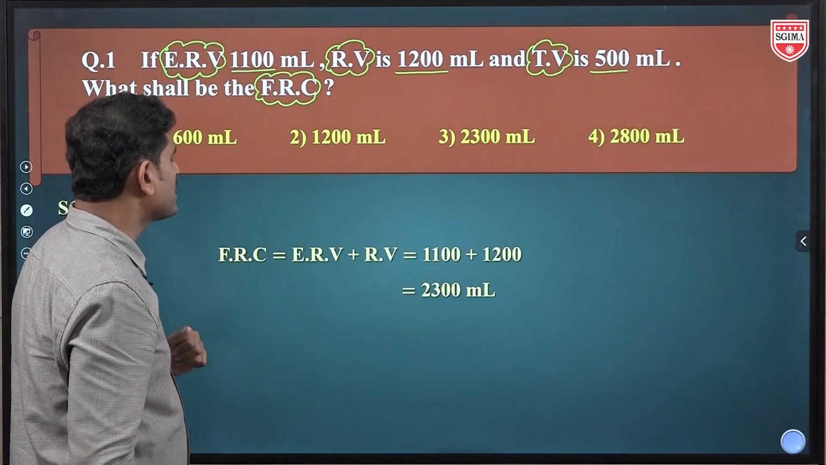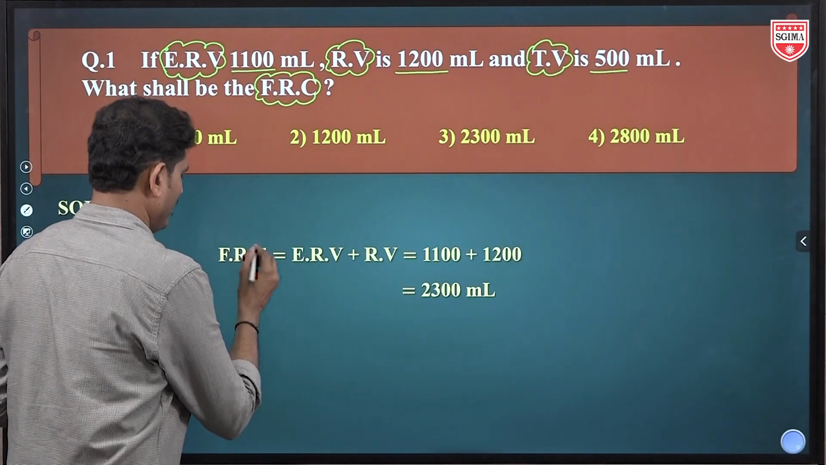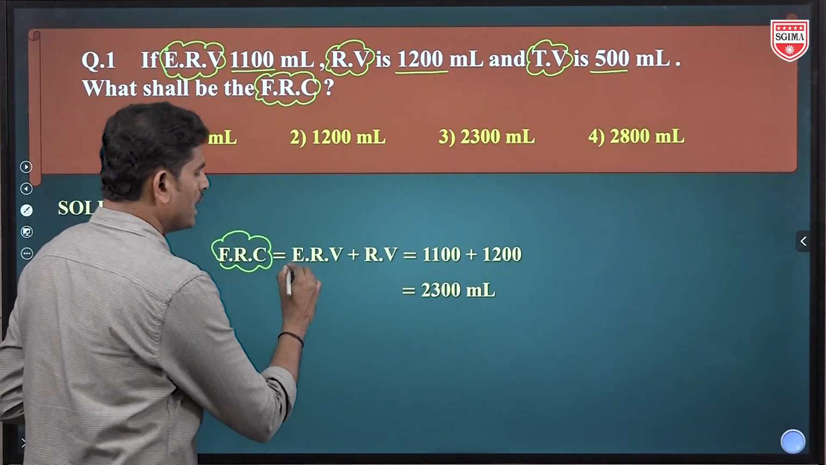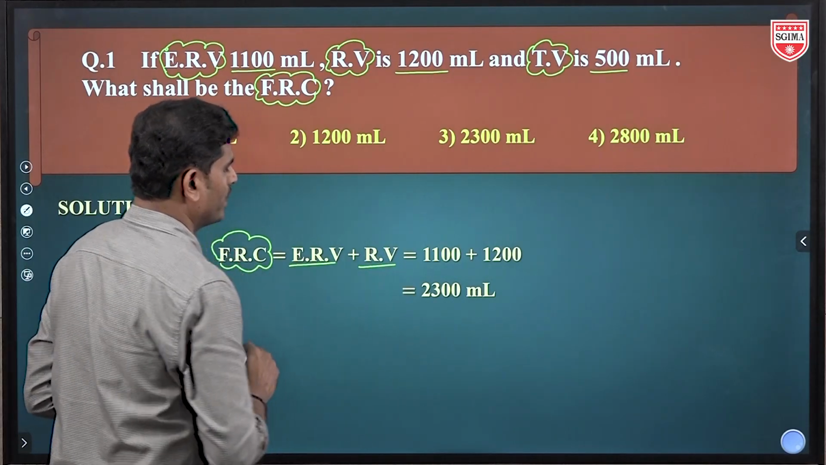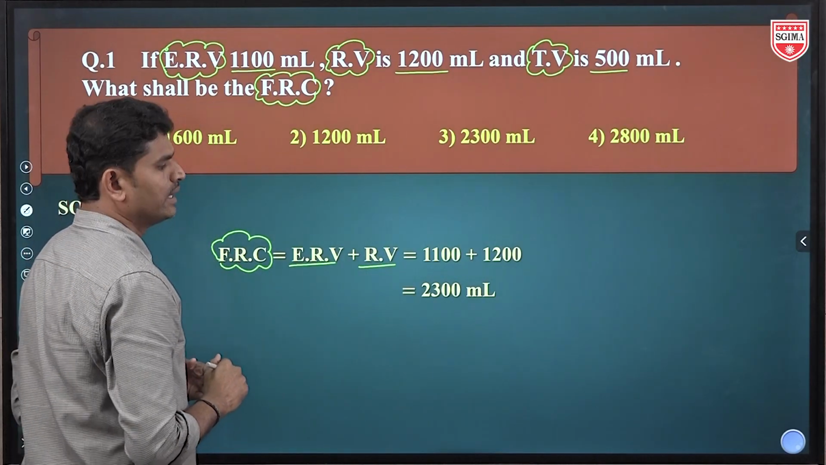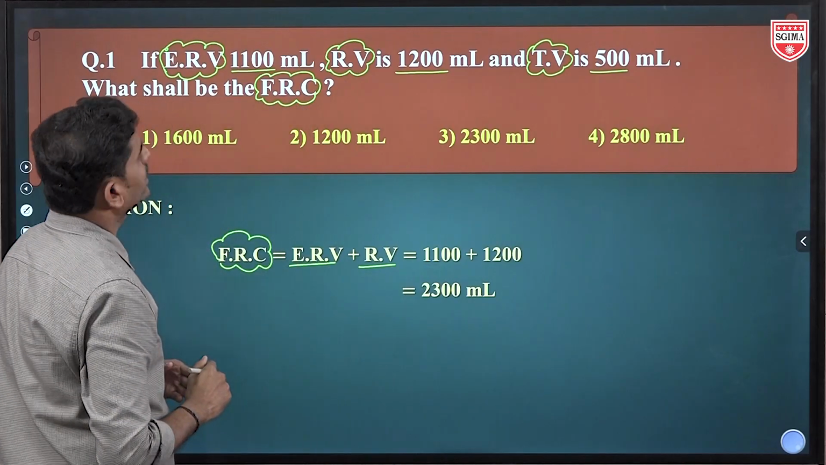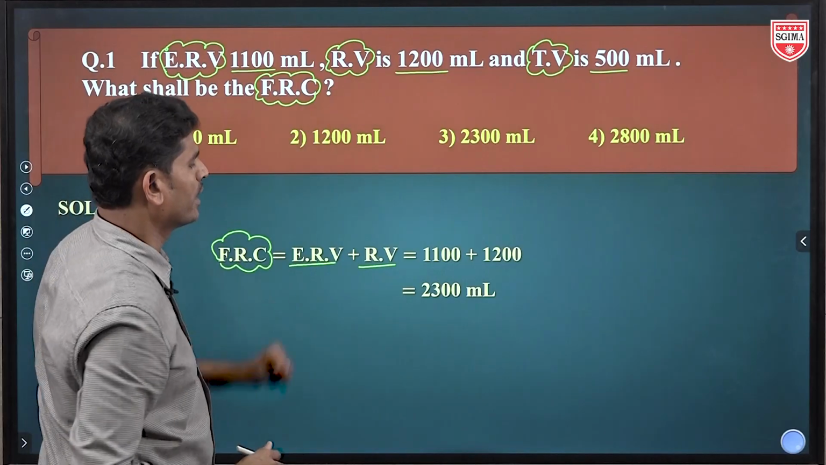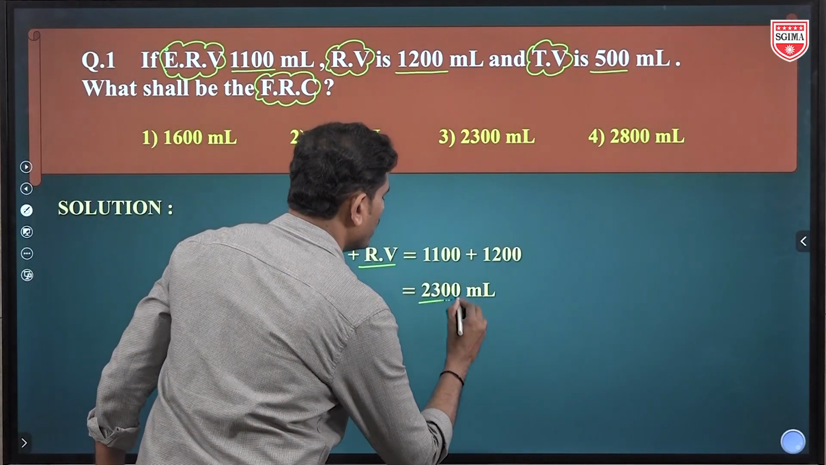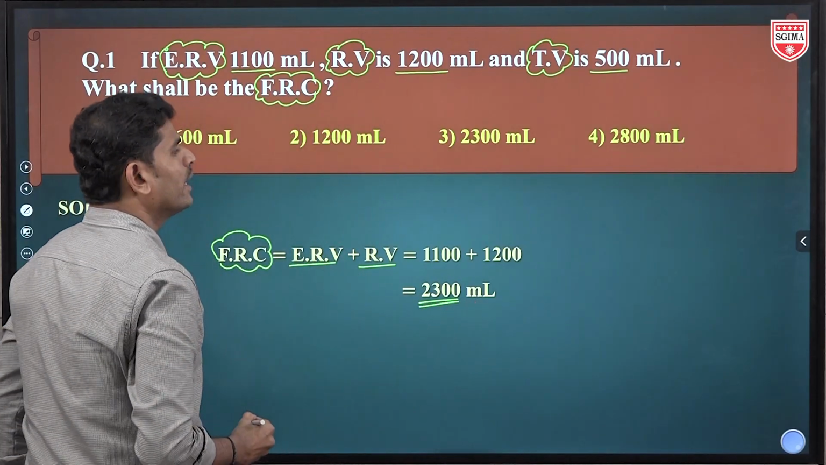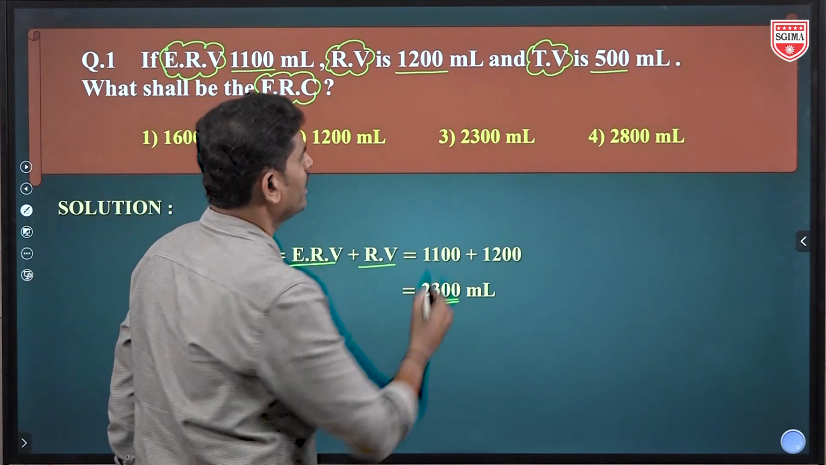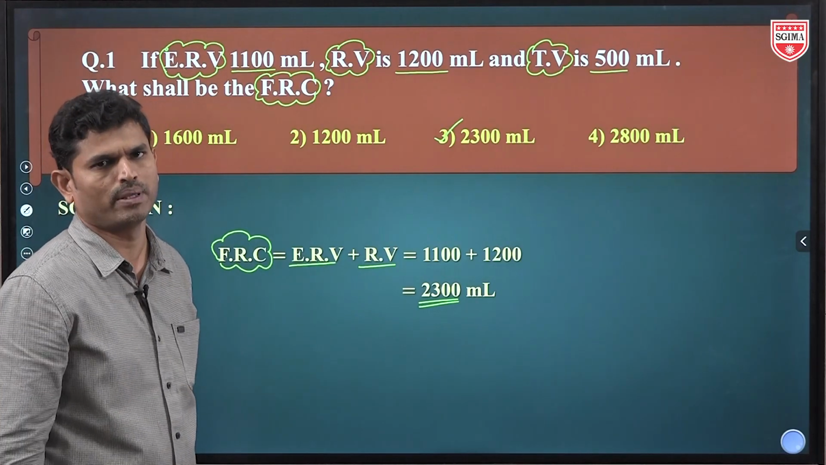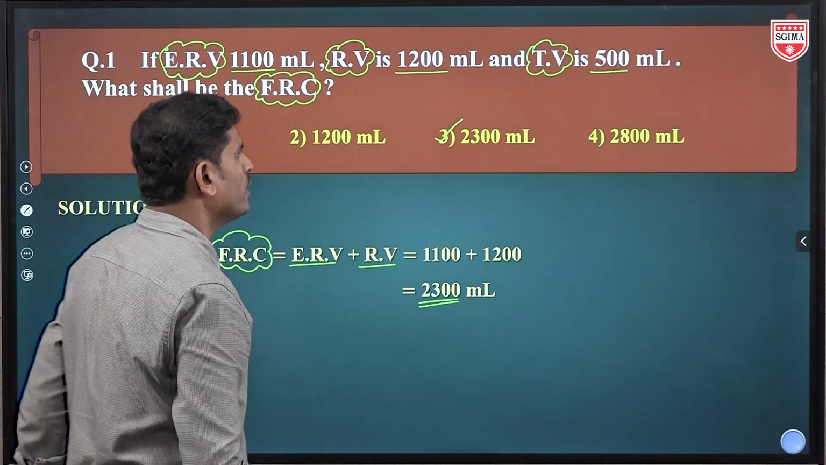So the solution: FRC is equal to ERV plus RV. ERV is 1100 plus RV is 1200, which finally gives 2300 ml. So the third option is correct. Very simple problems. Likewise, we will see one more problem.